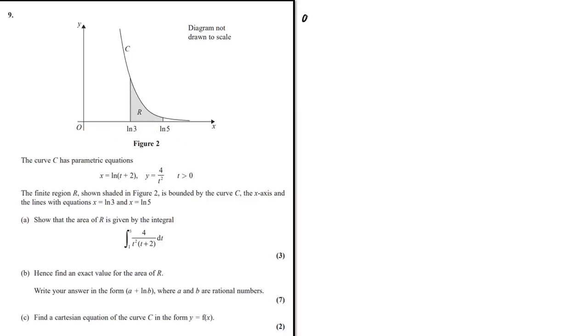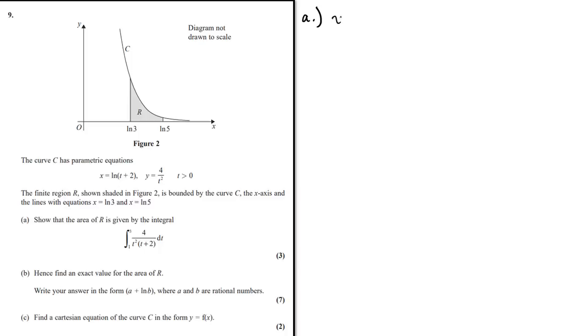And in part A, pretty standard, we want to show that the area of R is given by this integral here. So the very first thing we want to do is find our new limits. Now we can actually see from the integral what we should get. We should get the lower limit being 1 and the upper limit being 3. So how do we do this? Well, x equals the natural logarithm of 3. That's going to be our lower limit here.